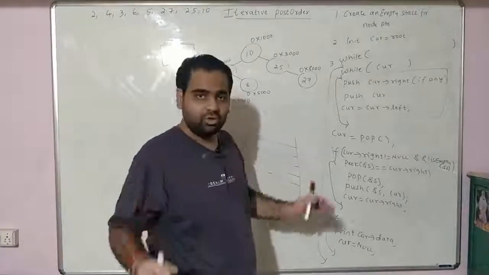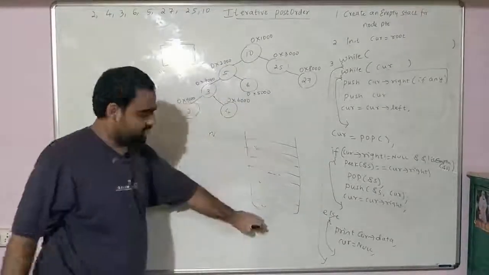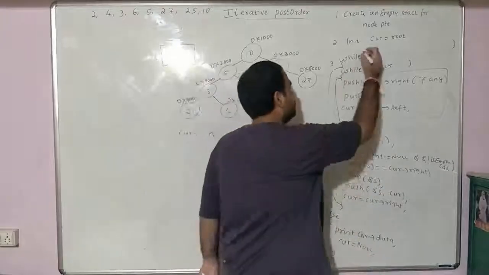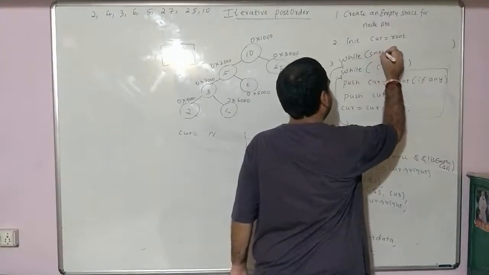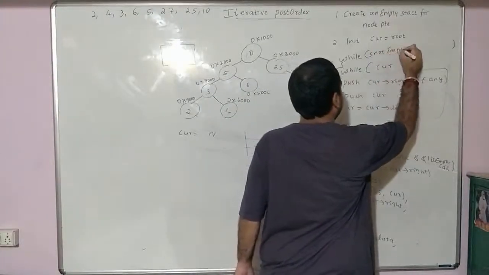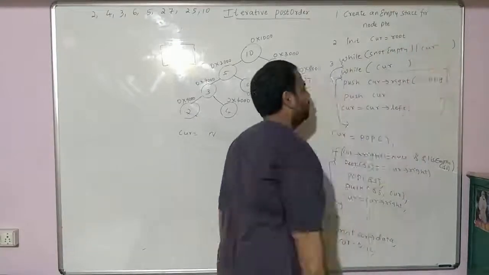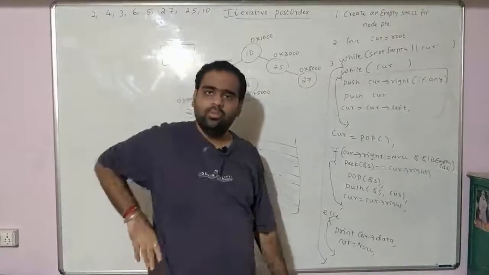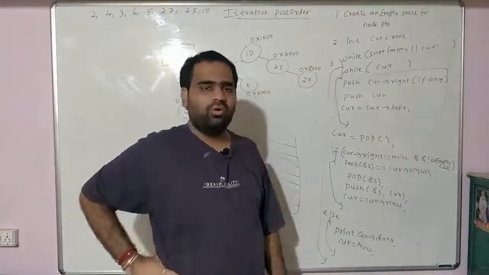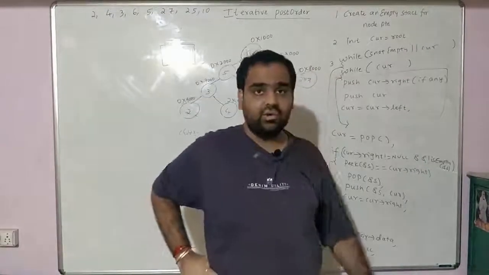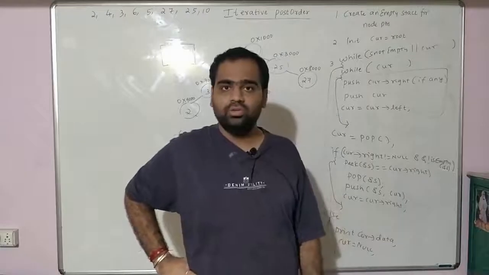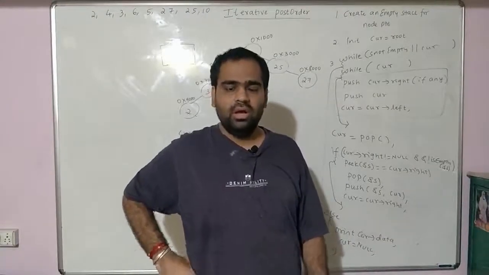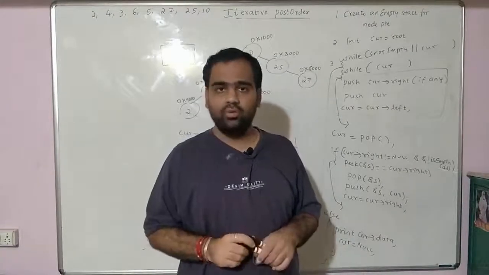Go back. You have to stop it. You stop when current becomes null and the stack becomes empty, both. Therefore, we say stack not empty or current not equal to null. You stop the procedure and this becomes the iterative post-order traversal of the tree. I want you to try yourself writing the code for the iterative post-order. And in the next class, we will continue with many more programs. Thank you.